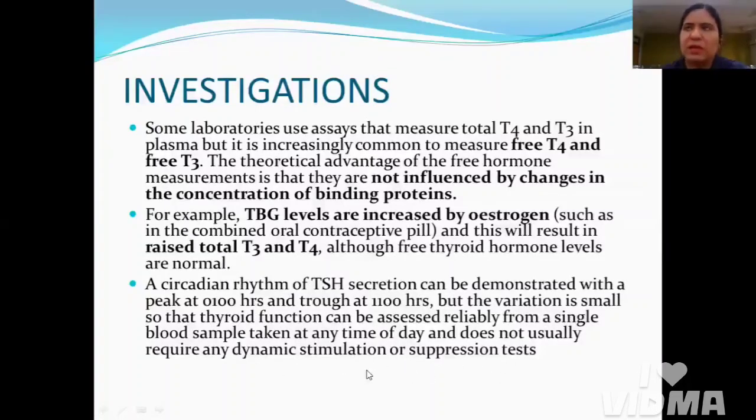What happens in the endocrinal disorders generally, if there is hormone deficiency, then dynamic stimulation tests are done. And if there is hormone increase or excess, then suppression tests are done. But for this, as there is not much difference in the diurnal variation, any of such tests are not required, and the blood sample can be taken at any time of the day. Okay.